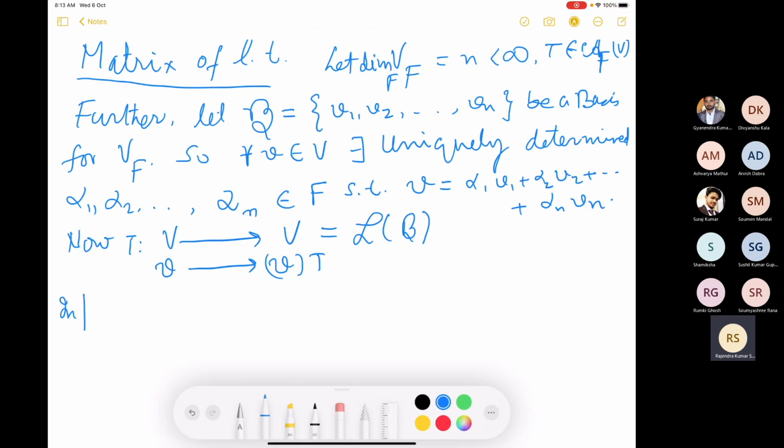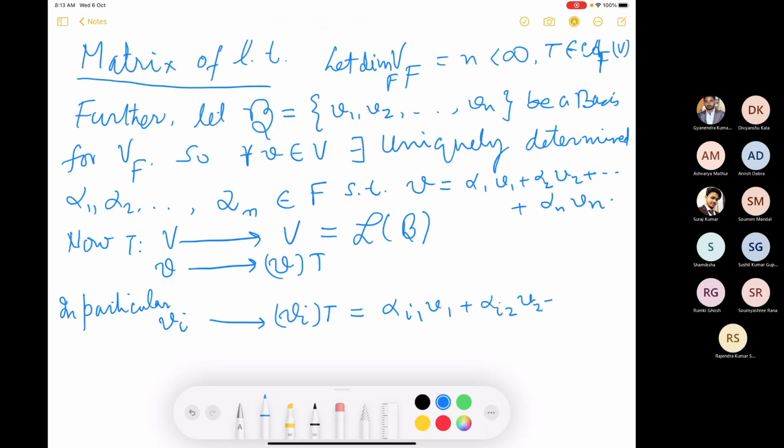Now in particular, if you look at the basis vectors, say Vi, so Vi will go to ViT. This is here in V, and therefore in the linear span of B, and therefore ViT can be written as a linear combination of V1, V2, Vn. Corresponding to each i, we shall write this as alpha i1 V1 plus alpha i2 V2 plus alpha in Vn. This is for every i, 1 to n.